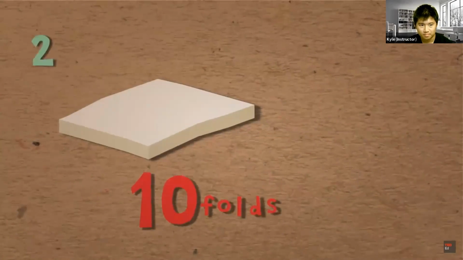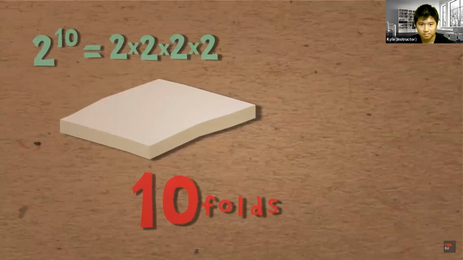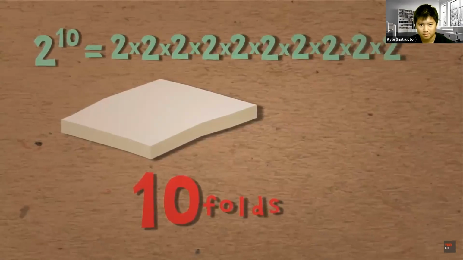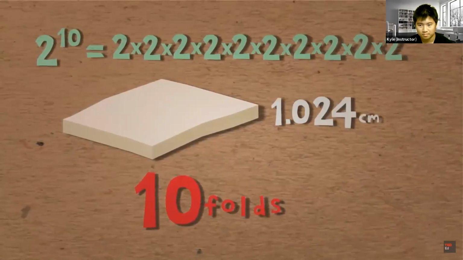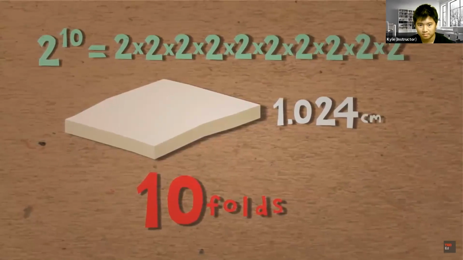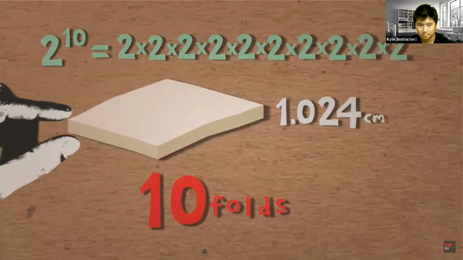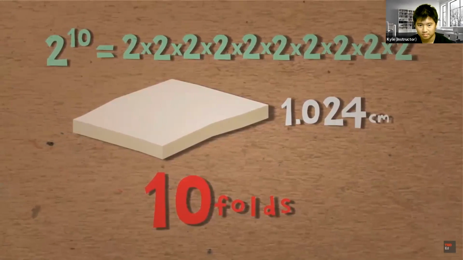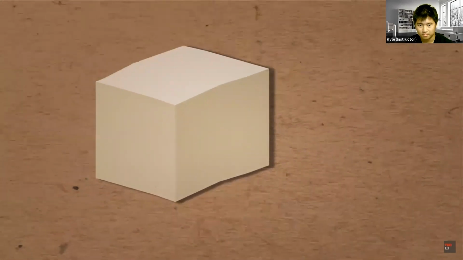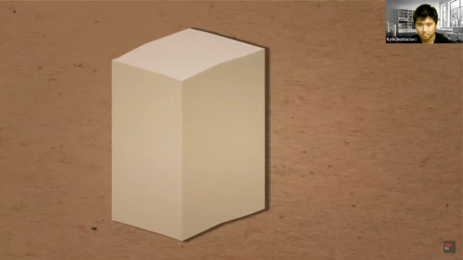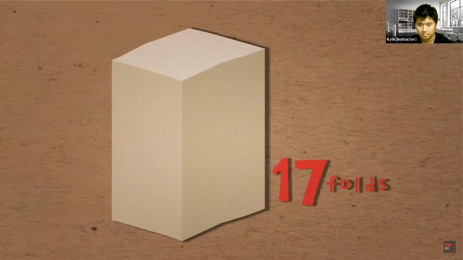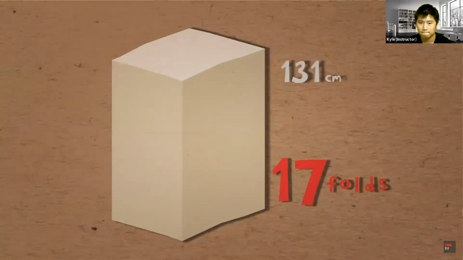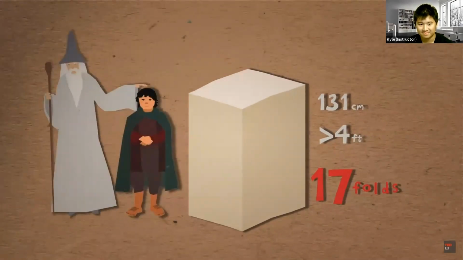2 to the power of 10, meaning that you multiply 2 by itself 10 times, is 1,024 thousandths of a centimeter, which is a little bit over 1 centimeter. Assume we continue folding the paper in half. What would happen then? If we fold it 17 times, we'll get a thickness of 2 to the power of 17, which is 131 centimeters, and that equals just over 4 feet.